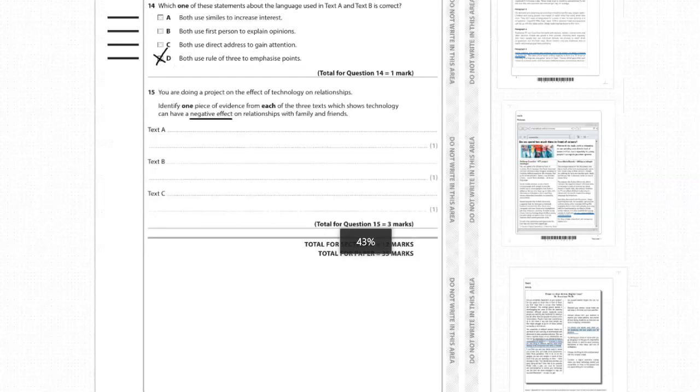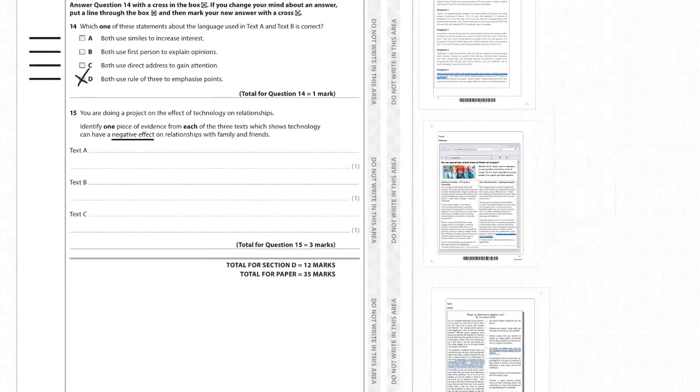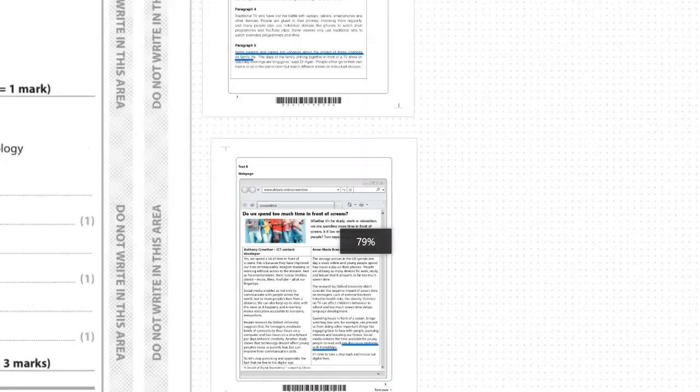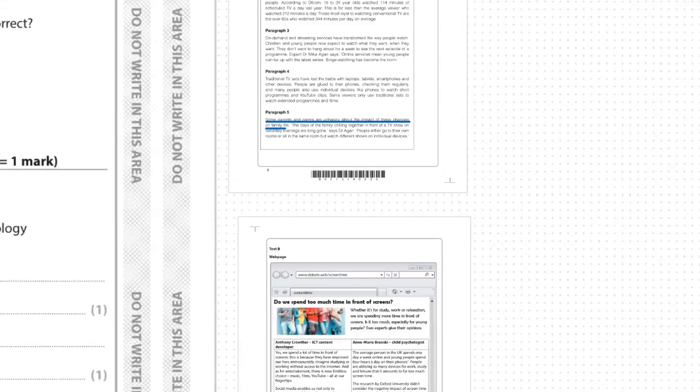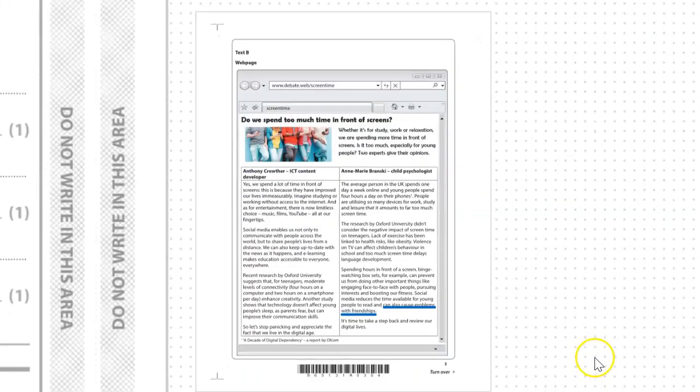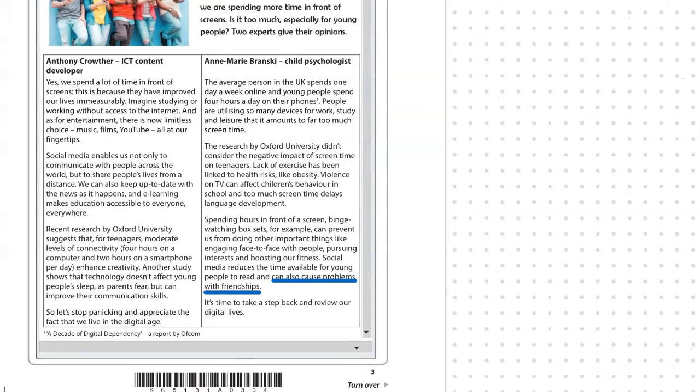Okay, so again, I've highlighted to the side where you can find examples in each of the text. Text A. Some parents and carers are unhappy about the impact of these changes on family life. Indicates a negative effect. Text B. Social media reduces the time available for young people to read and can also cause problems with friendships.